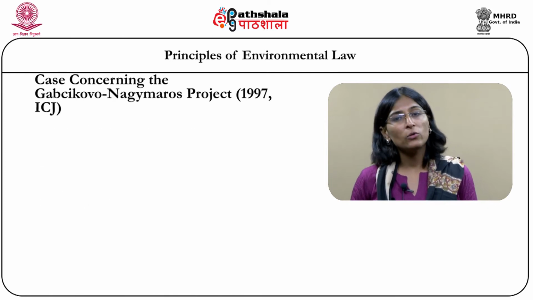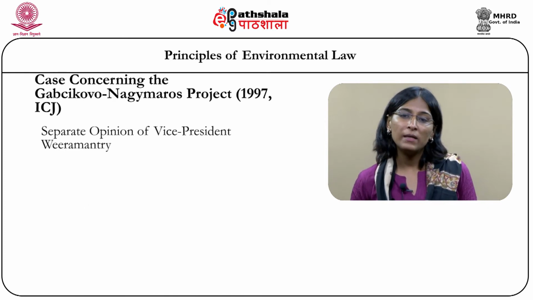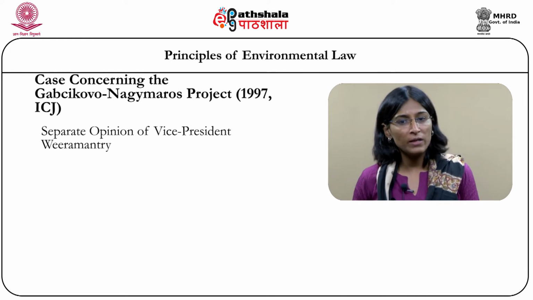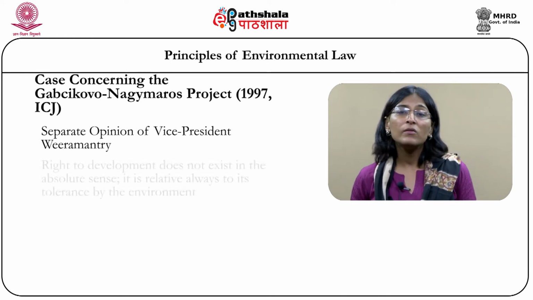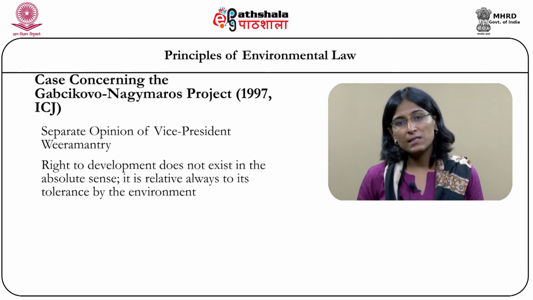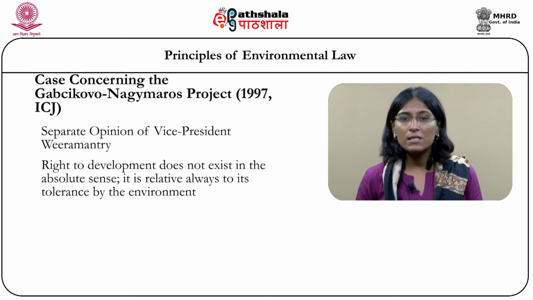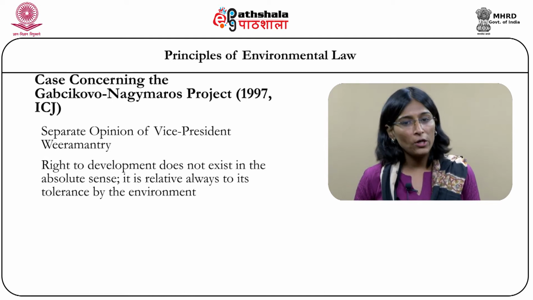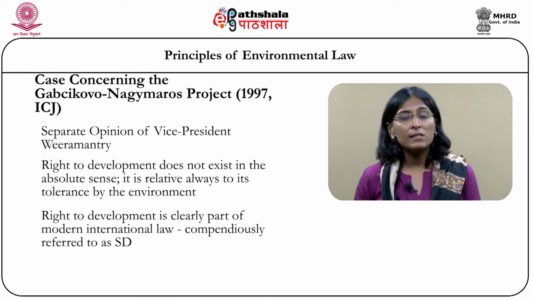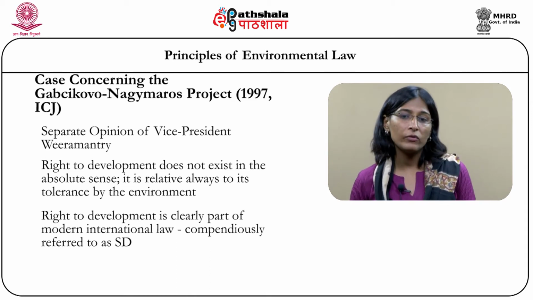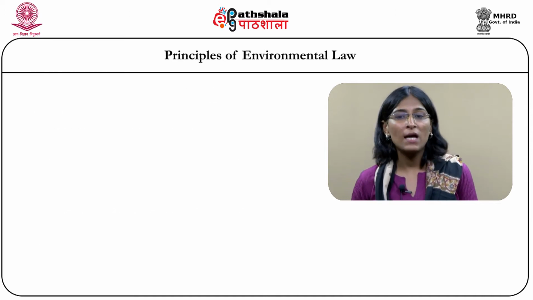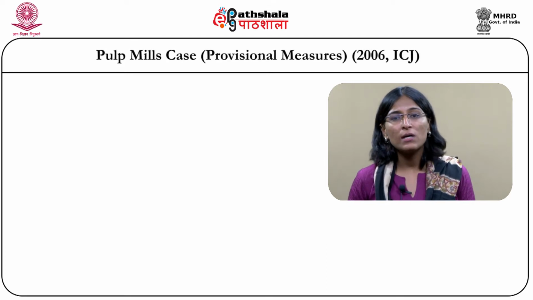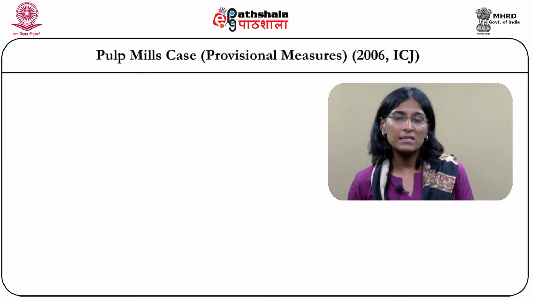What is also of note in this case is the separate opinion given by Vice President Weeramantry, who noted that the right to development does not exist in the absolute sense. It is relative always to its tolerance by the environment. According to him, right to development is clearly part of modern international law, and this is compendiously referred to as sustainable development. Another decision of the International Court of Justice from the year 2006 is the Pulp Mills case, Provisional Measures.